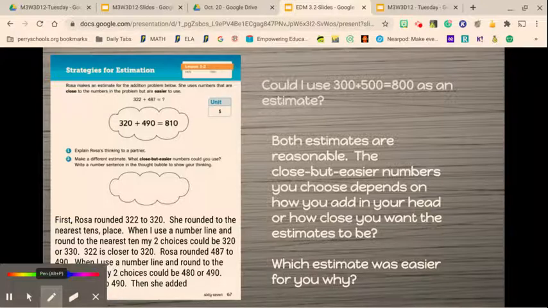The close but easier numbers you choose depends on how you add in your head or how close you want the estimate to be. So if you want a closer estimate, you're going to round to the nearest 10. If you find that rounding to the nearest hundreds is easier for you to add or subtract, then you can round to the hundreds. Your answer just might be a little bit further off. So you're going to have to decide which way is easier for you.